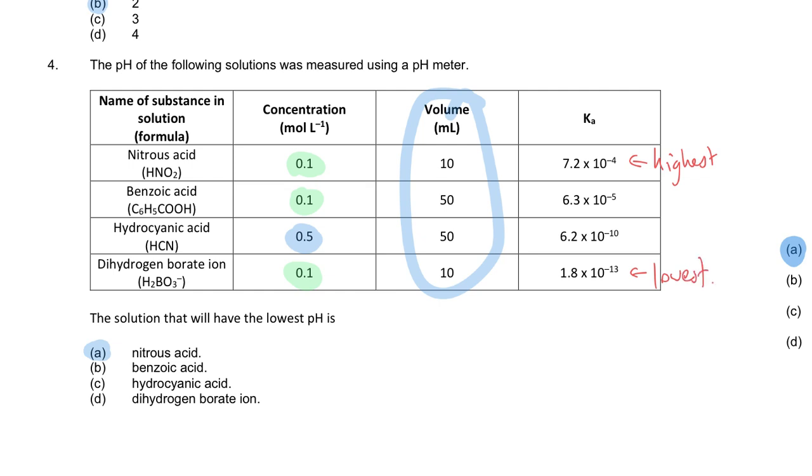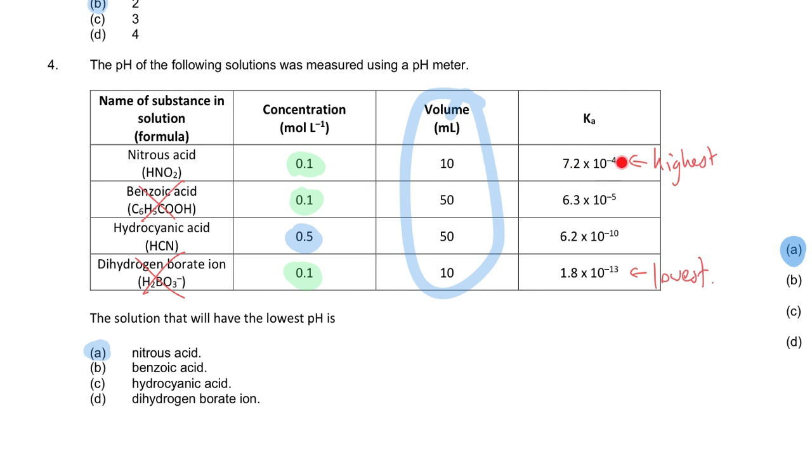Okay, so we can eliminate the dihydrogen borate ion, right? We can eliminate the benzoic acid because that one is at the same concentration, but its Ka is lower than the nitrous acid. So then the next question is, which one is going to make more of an effect? Is it going to be the fact that this one here is 5 times as concentrated, or that this Ka is greater?